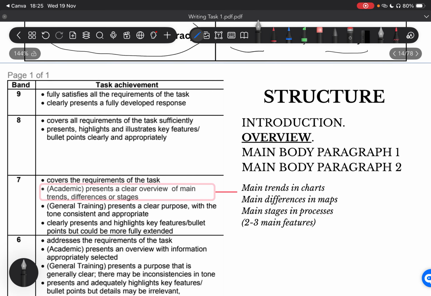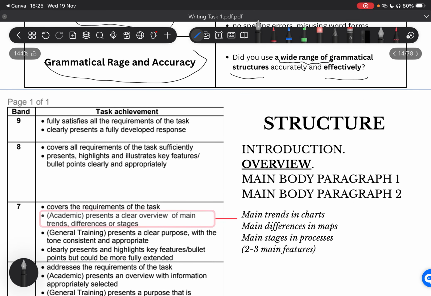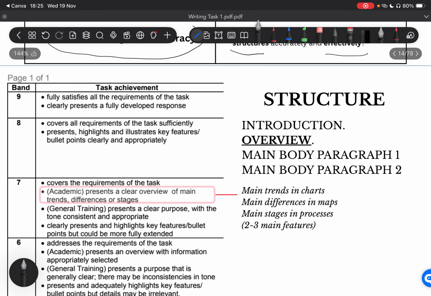All right, now let's talk about the structure. It is the same for all types of tasks. First is always the introduction. Second paragraph is an overview. Third one is main body 1. Fourth is main body 2. So there are 4 paragraphs here. It is one of the most common structures of the IELTS reports.